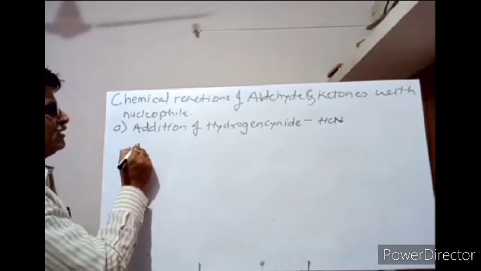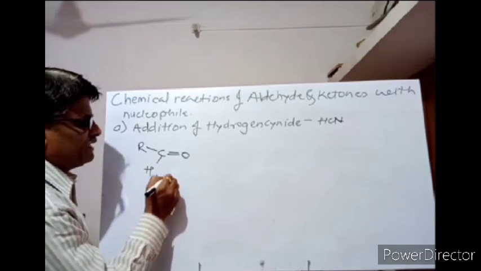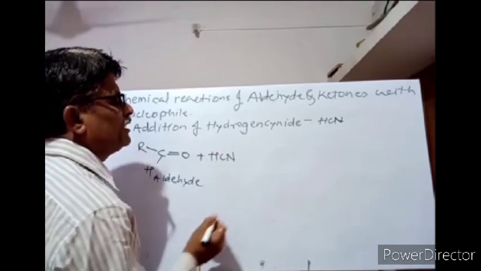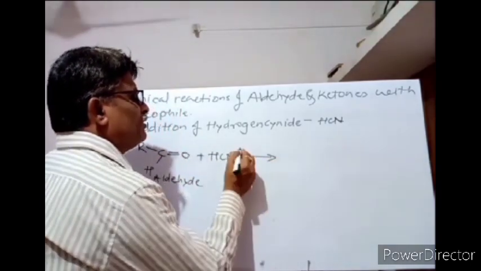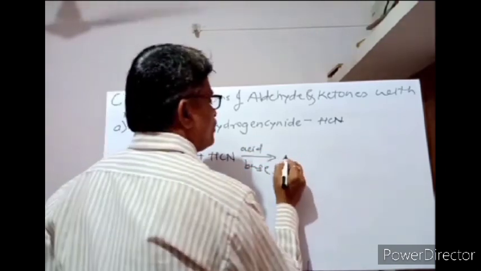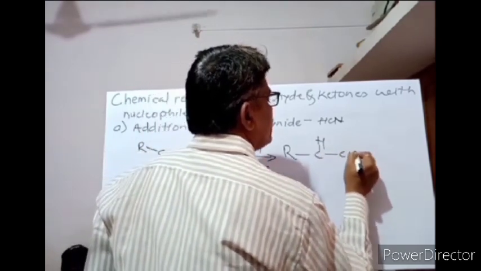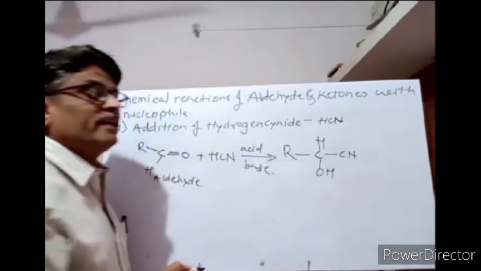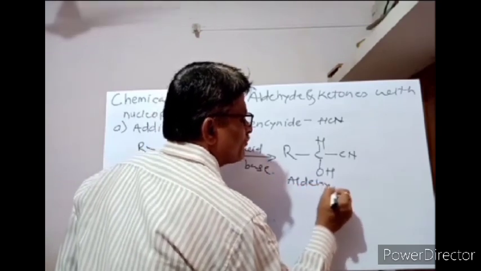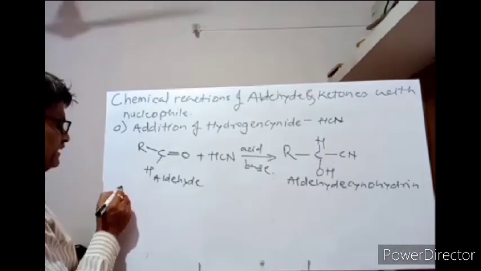If we take a general reaction, here is RC double bond O H. This is our aldehyde. When it reacts with HCN, hydrocyanic acid, in presence of acid or base, formation of RCH(OH)CN takes place. This is known as an aldehyde cyanohydrin. Here is an example.